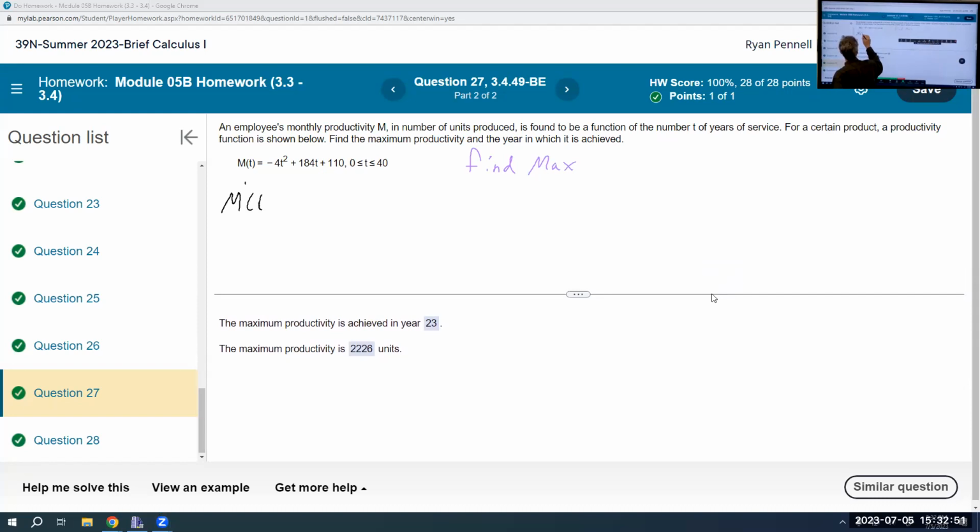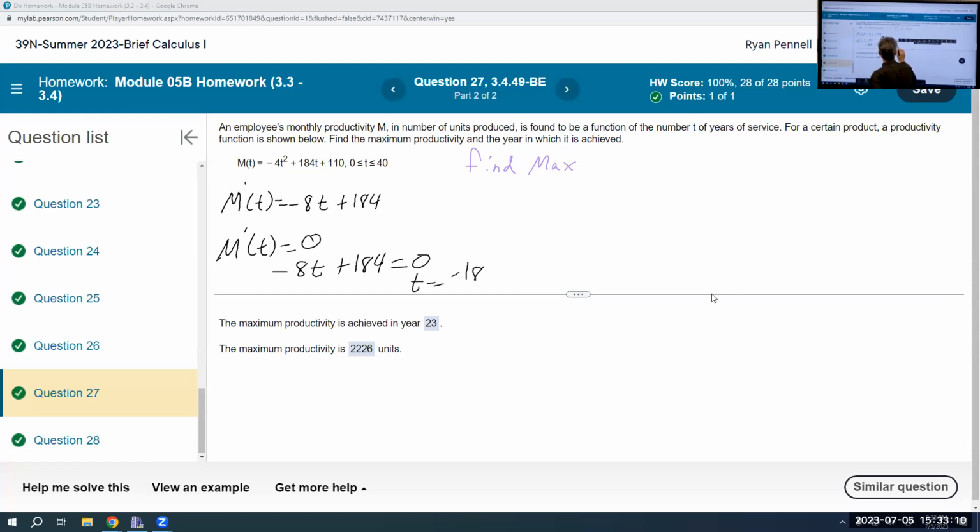So M prime of t equals negative 8t plus 184. M prime of t equals 0 gives me negative 8t plus 184 equals 0. So t equals negative 184 divided by negative 8, or 23. They told me this is occurring in days. T is in days. Nope, t is in years, excuse me. T is in years, so 23 years.